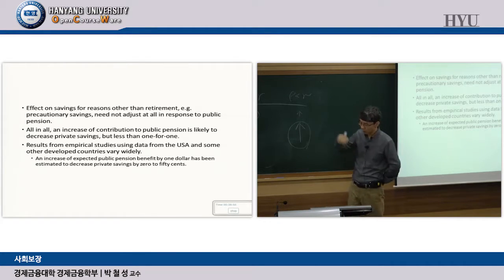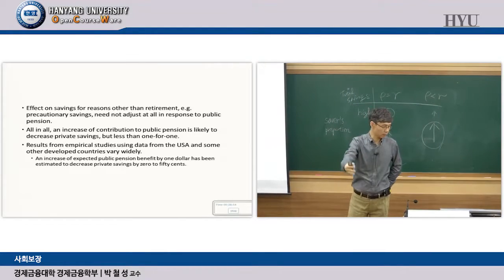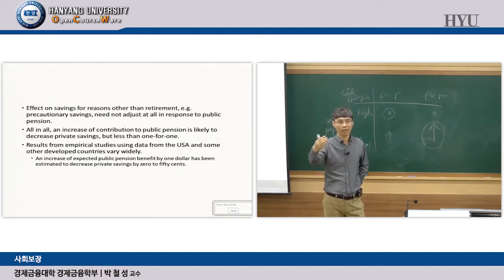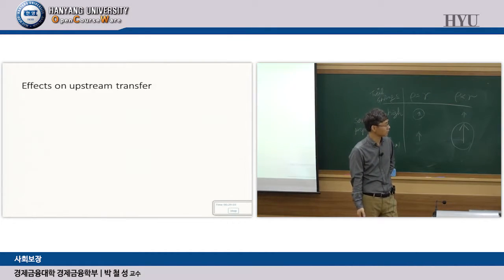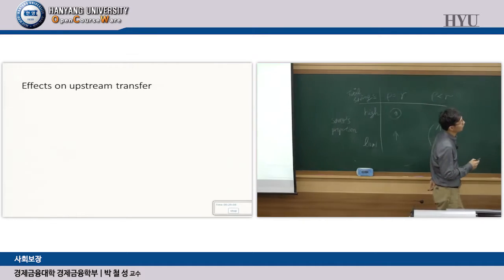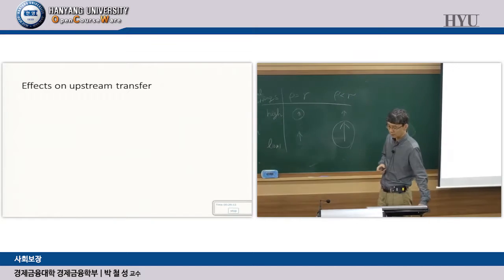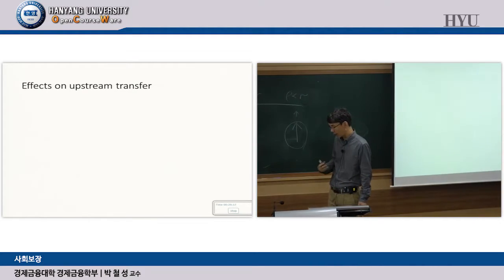So one debate that we have looked at is how it affects the private savings. In total, that basically means how it affects, in the end, individuals' welfare and their consumption behavior. Now, the second case that I want to look at is the effect on upstream transfer. This is related to family interactions.